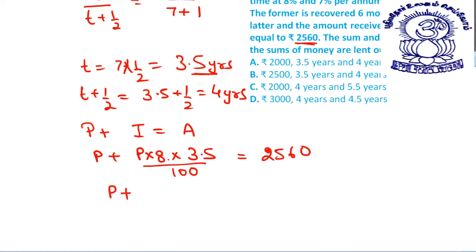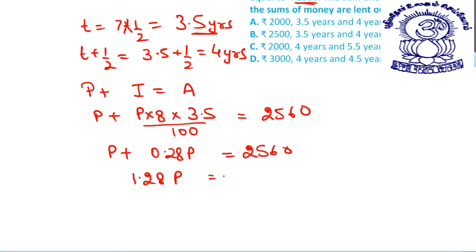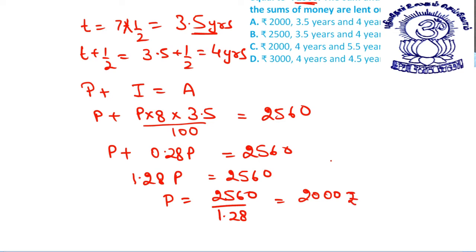This becomes P plus 8 into 3.5 is 28 by 100, which is 0.28 P, is equal to 2560. Or 1.28 P is equal to 2560. This way P is 2560 upon 1.28, or you can say 2000 rupees. So that way your answer is option number A. Option A is your answer. I hope it is clear to all of you.